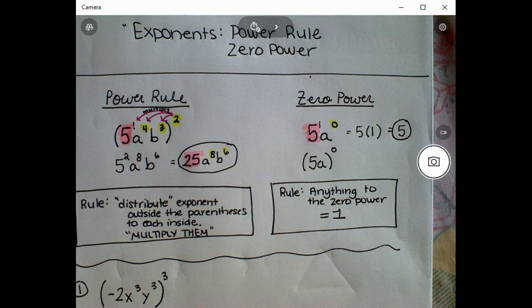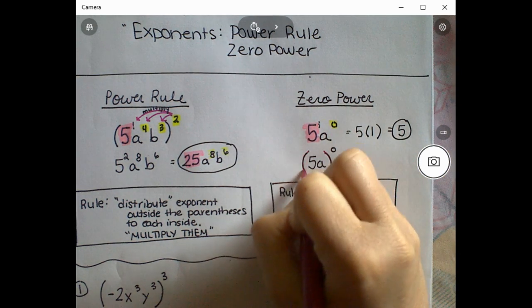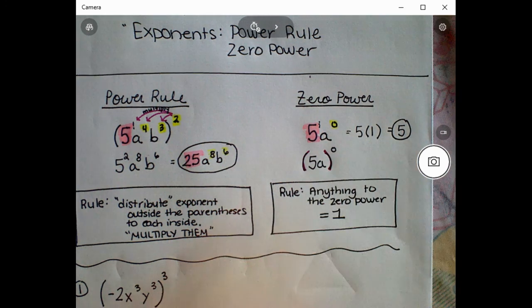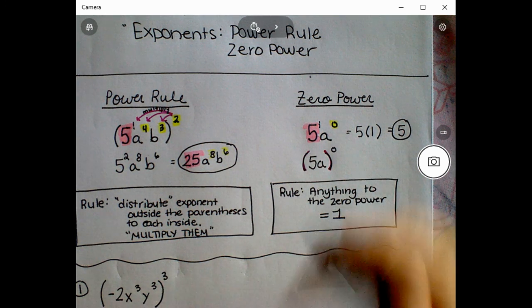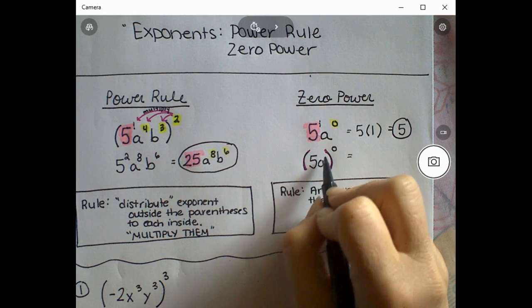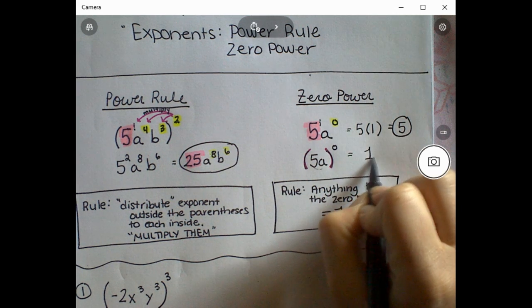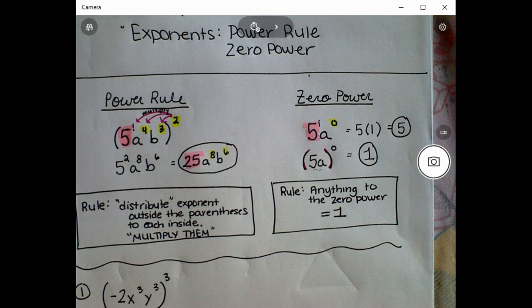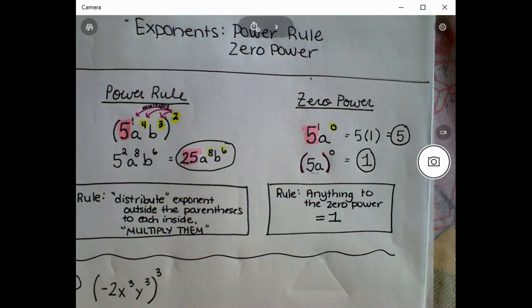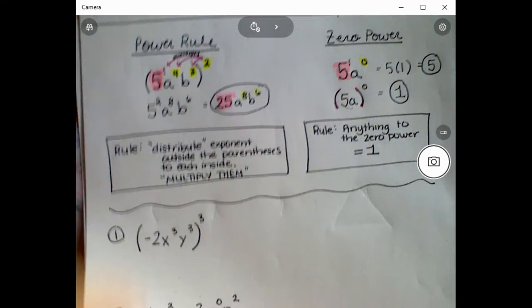For this one, though, it's a little bit different because this 0 exponent is outside of these parentheses, which means that it affects the entire set of parentheses. Since anything to the 0 power equals 1, then this whole thing to the 0 power has to equal 1. And that's the end. Okay? In class, we explained why. Right now, we're just reviewing, so if you'd like to know more about why, just ask.